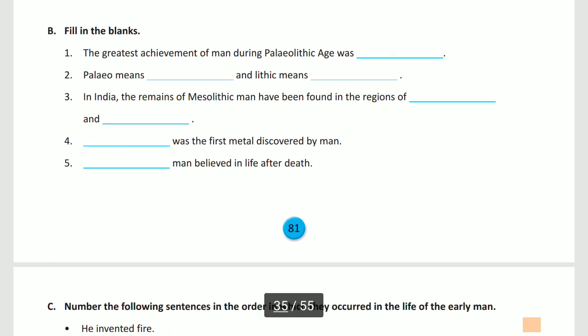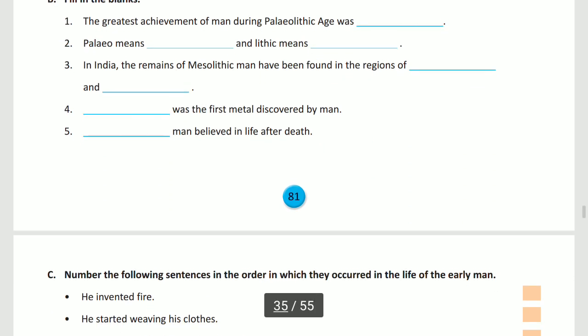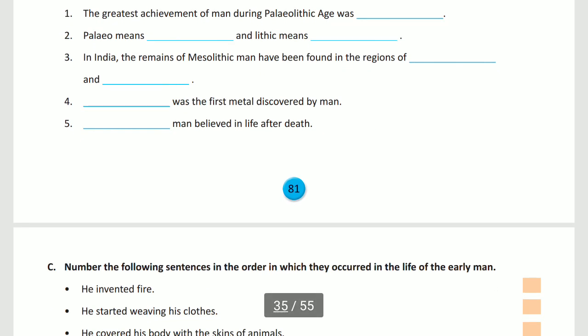Now come to B. Fill in the blanks. The greatest achievement of man during the Paleolithic age was fire. F-I-R-E, fire is the right answer. Second, paleo means old and lithic means stone. That's why we call it the Old Stone Age. In India, the remains of Mesolithic man have been found in the region of, we have to write any two regions, Ujjain and Jorwa. You can write any two regions.